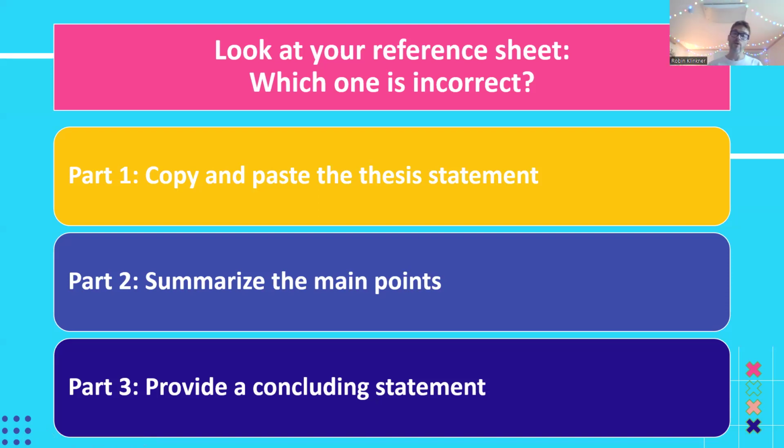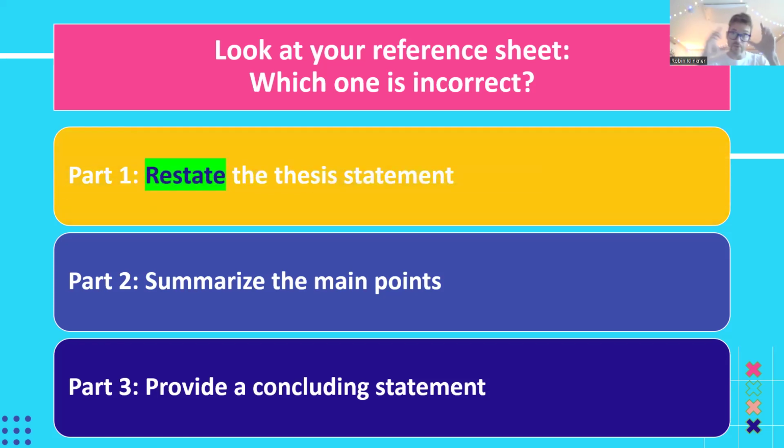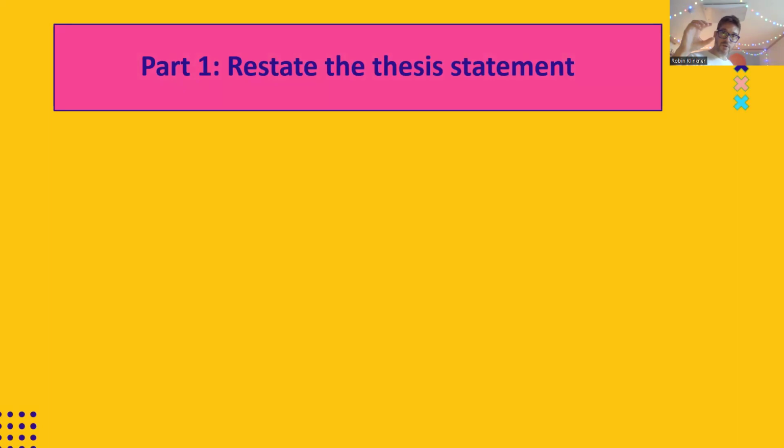If you said part 1, give yourself a point, because you are correct. Not copy and paste. Do not copy the thesis statement and paste it at the beginning of your conclusion. Instead, at the beginning of your conclusion, you should restate the thesis statement. We're going to talk about that. So, part 1, at the beginning of your paragraph, we're going to restate the thesis statement.